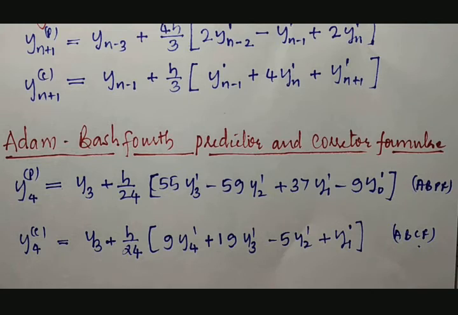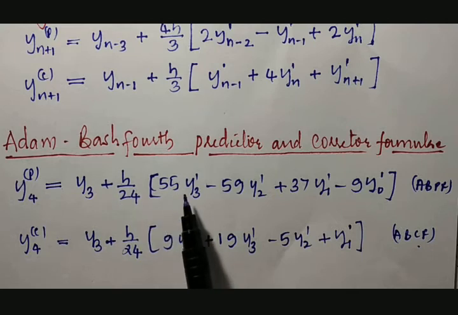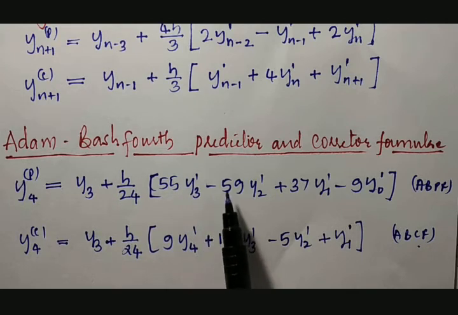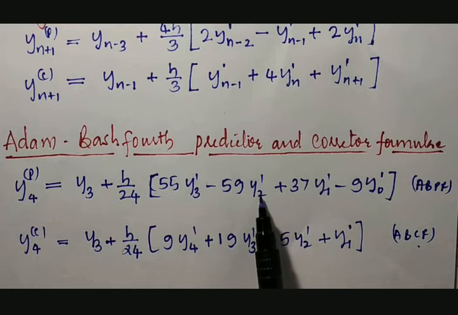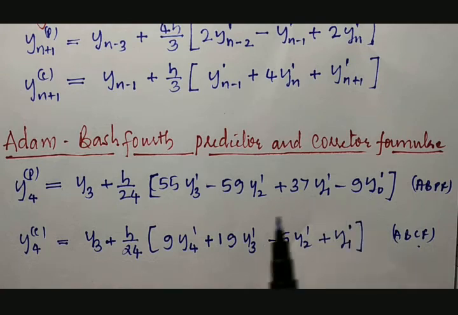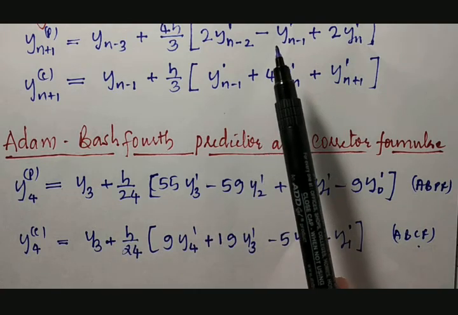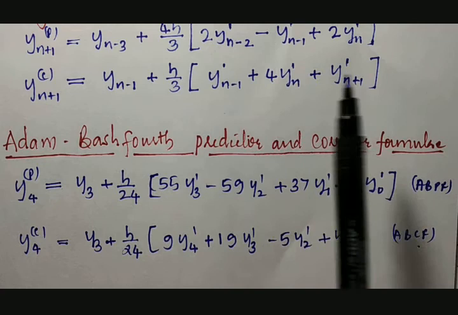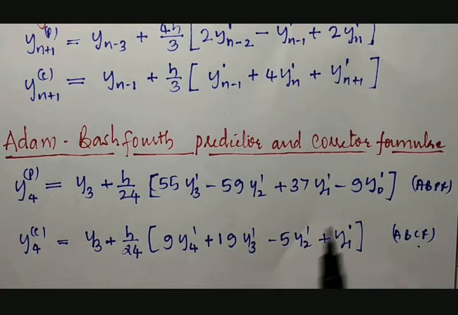In this method, similarly, 4 predetermined values will be given. So by using those values we are going to calculate the y4 prediction. So y4 prediction is equal to y3 plus h by 24 into 55 times y3 dash minus 59 times y2 dash plus 37 times y1 dash minus 9 times y0 dash. Here in Milne's, these derivatives will be in increasing order. Here it will be in decreasing order.